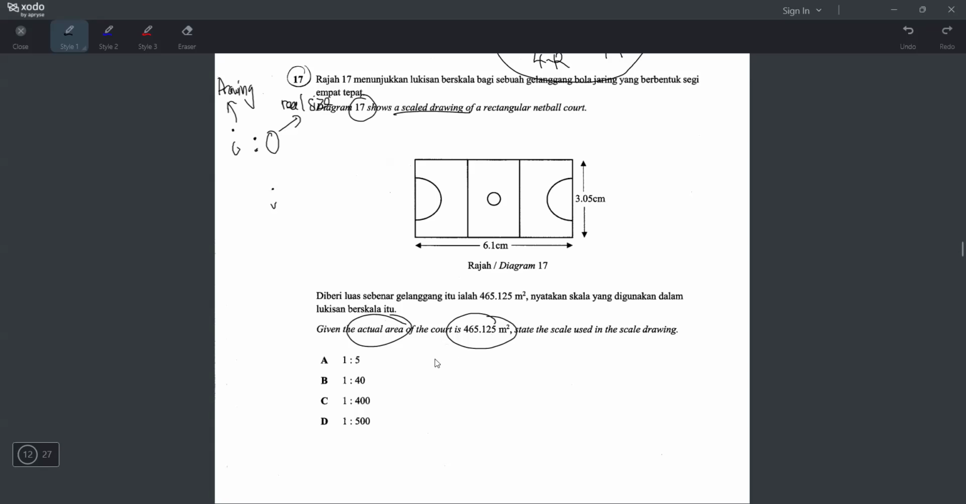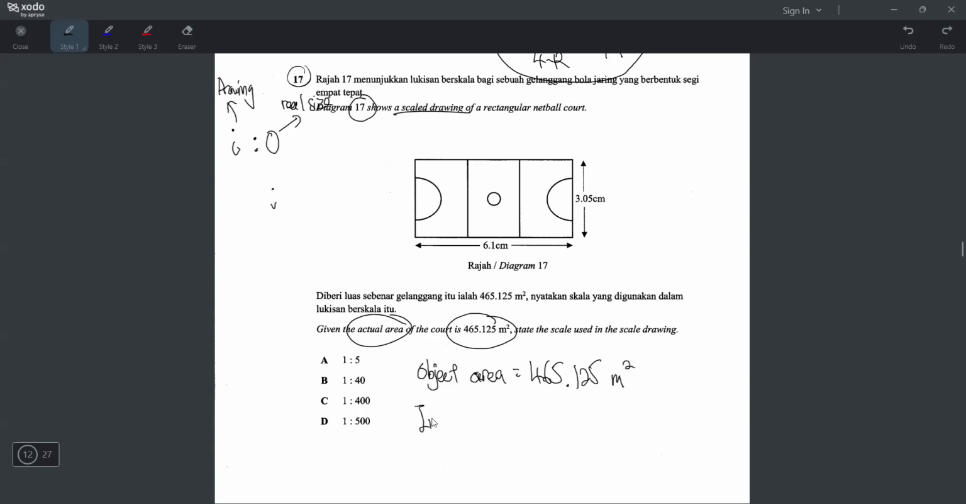Let's look at the actual area. So the actual area is this, right? That means the object area is 465 by 125. Wait, why do I call it object? Why don't I call it image? Because the actual is the real size. So the real size is this one.